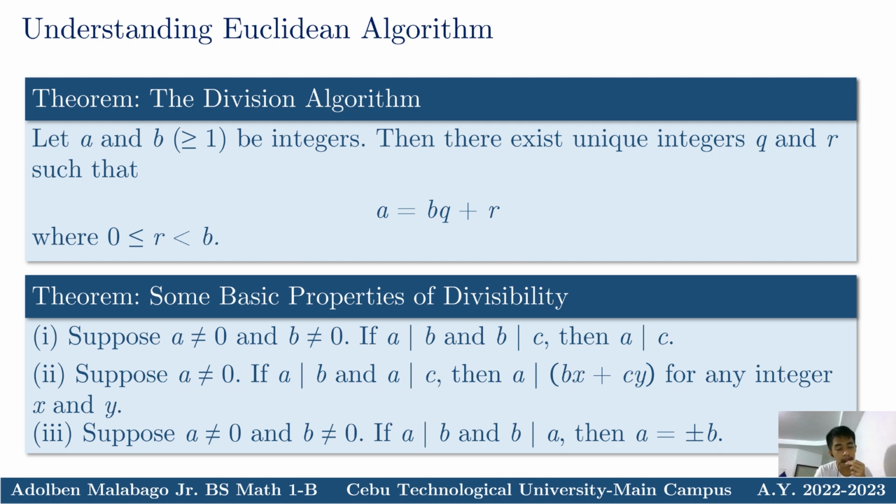For the second sub-theorem, suppose a is not equal to 0. If a divides b and a divides c, then a divides the quantity bx plus cy for any integers x and y. And here we have the third sub-theorem. Suppose a is not equal to 0 and b is not equal to 0. If a divides b and b divides a, then a equals positive or negative b. So these theorems revolve around concepts of integers that are widely used in mathematics.